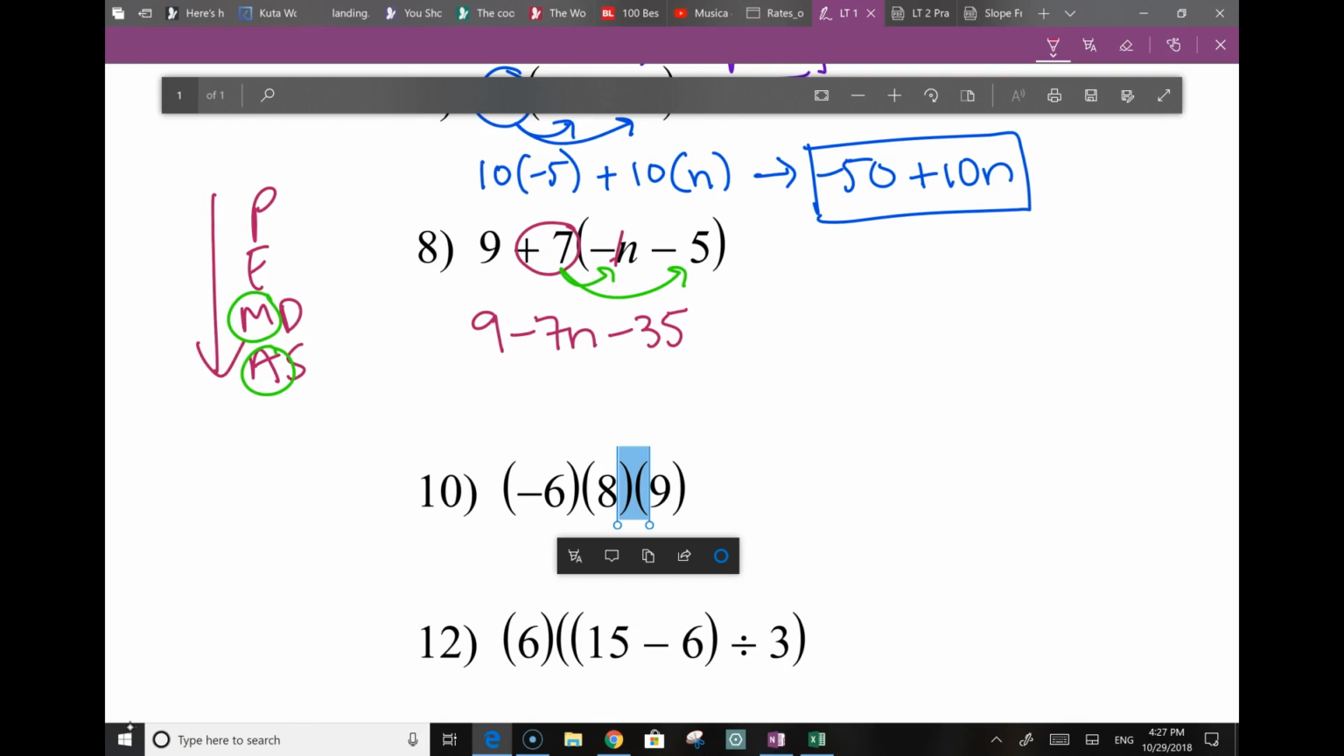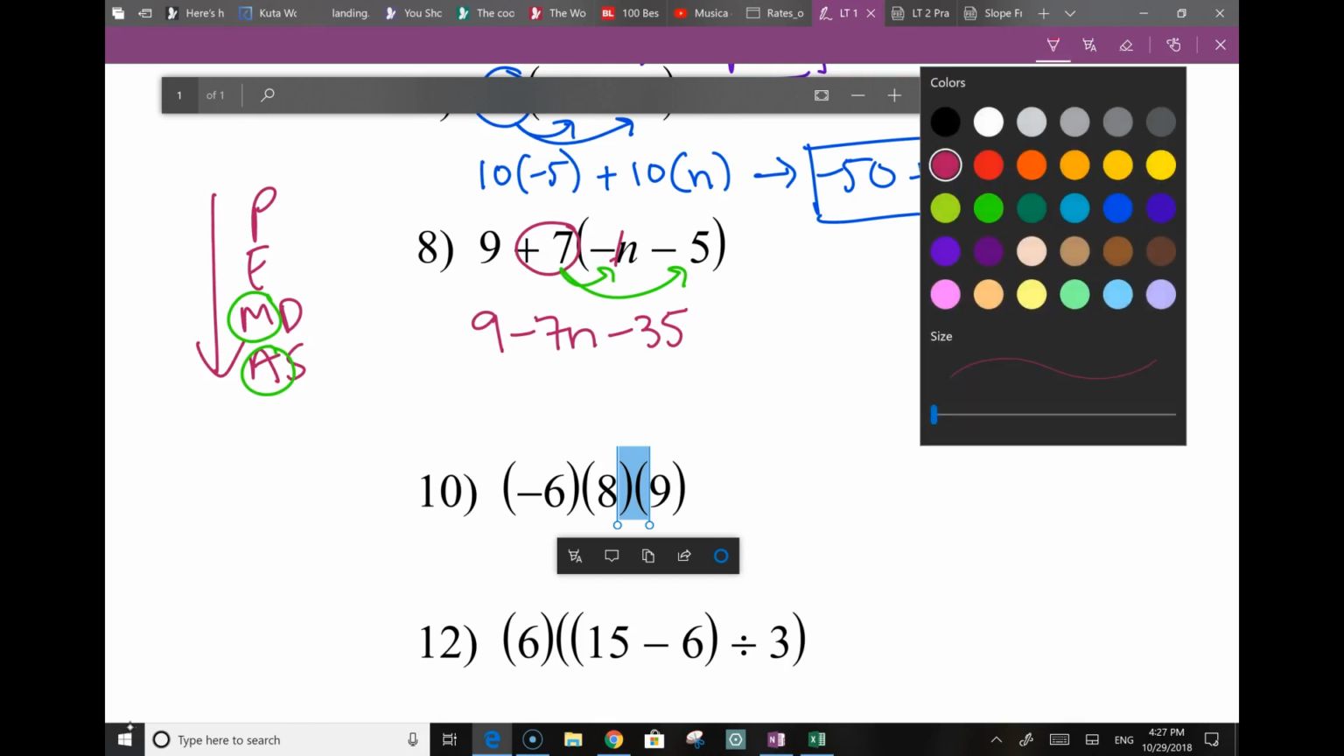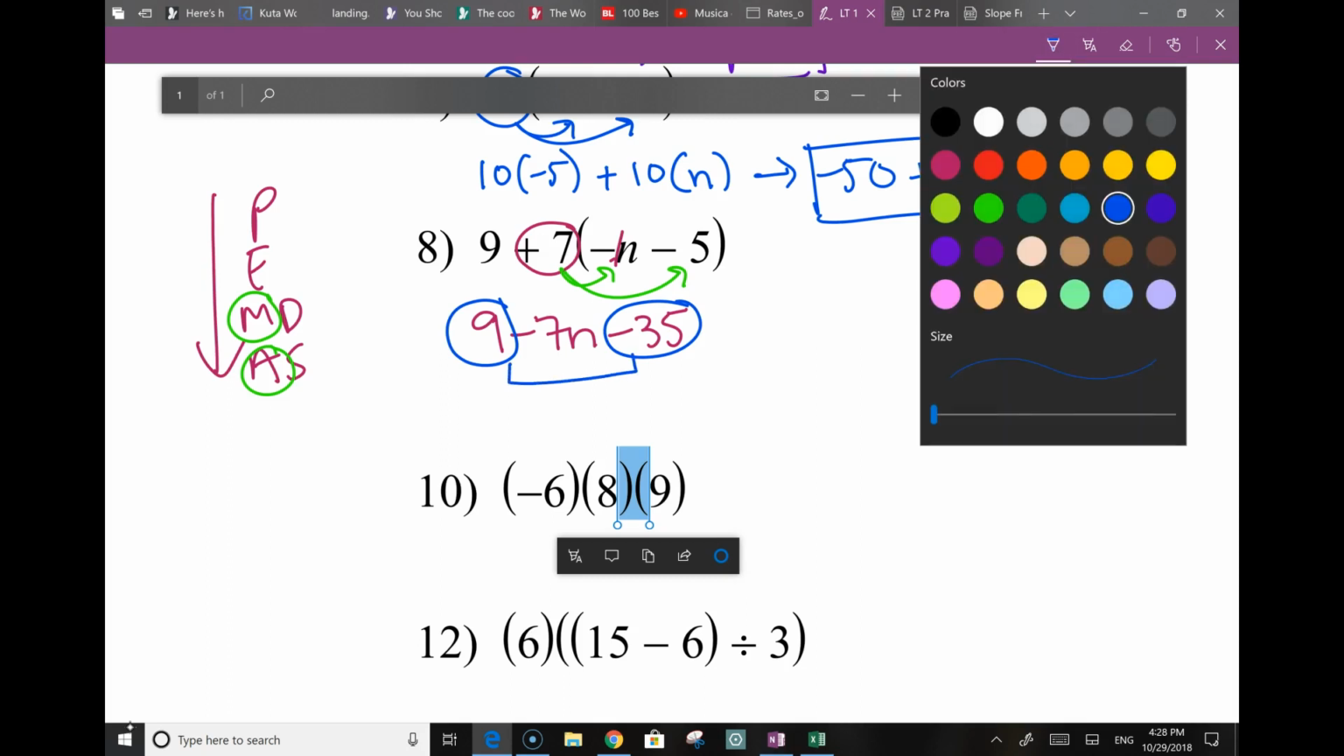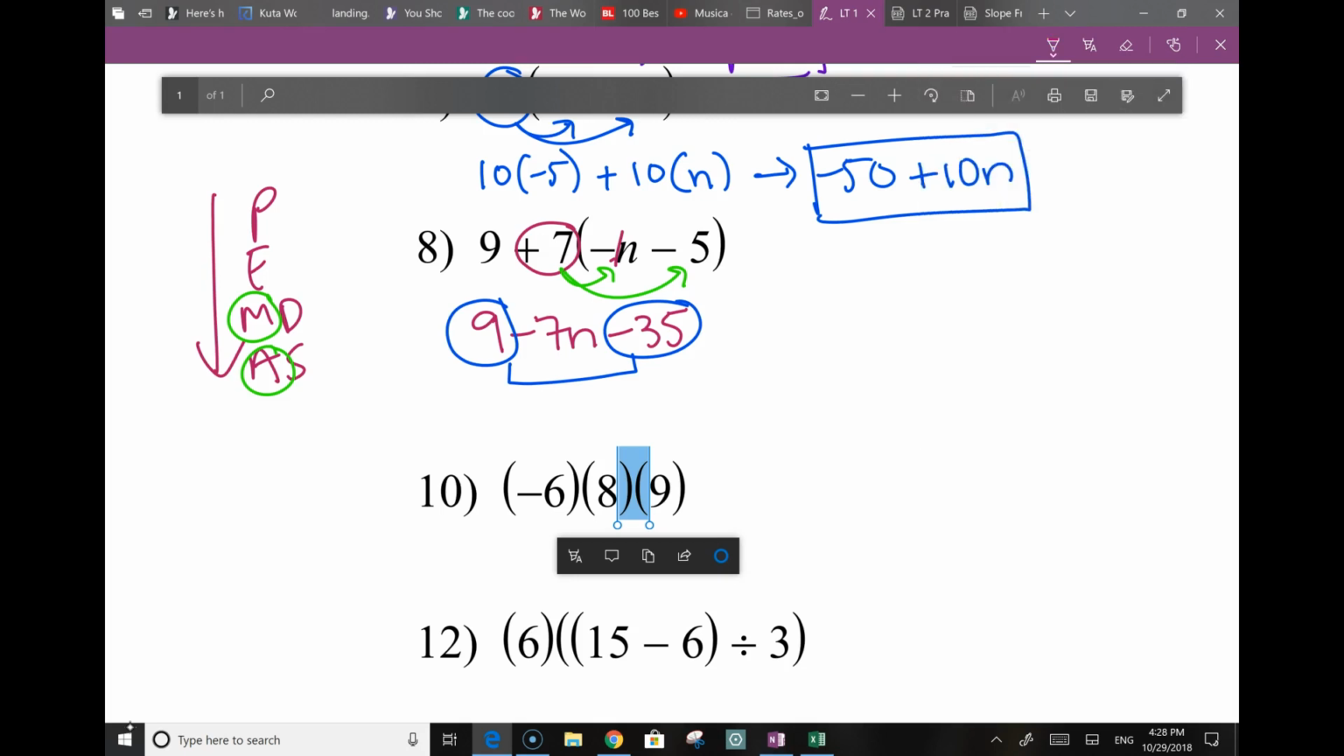Okay, so -35. And then I need to step back and think, well, do I have any terms that could be combined? And it looks like I do. So I have a 9 here, and I have a -35 here, both of which lack a variable. And the key variable here would be an n. So because they don't have a variable, that qualifies them as like terms, and I can go ahead and combine them. So 9 minus 35 would be negative 26.